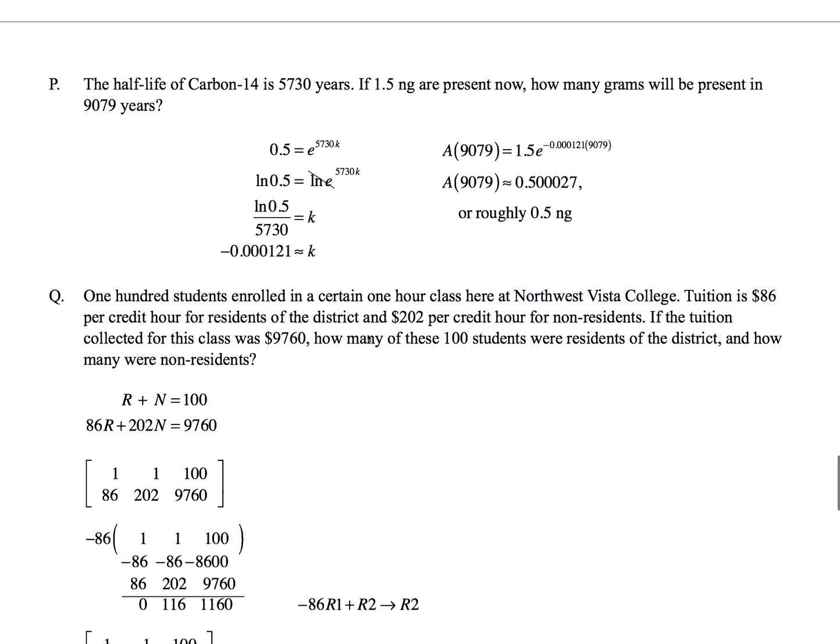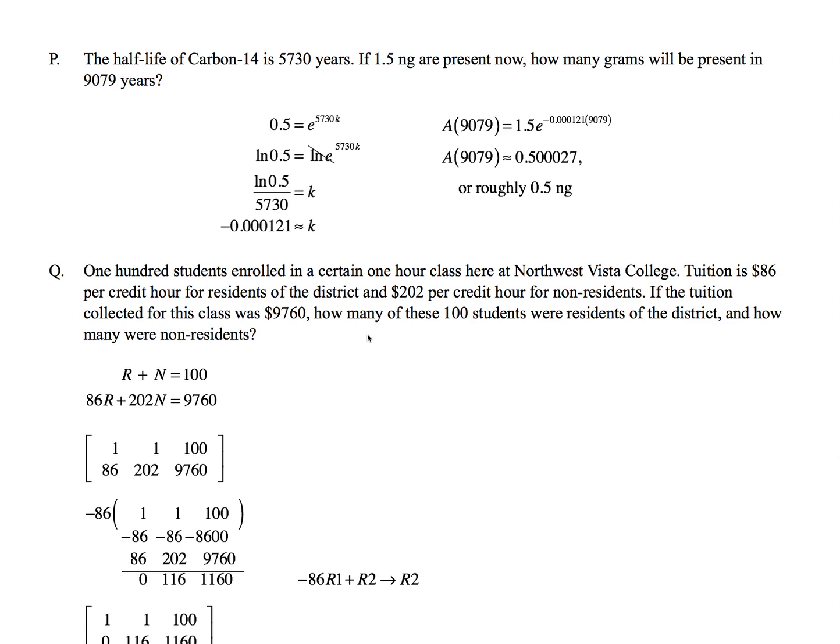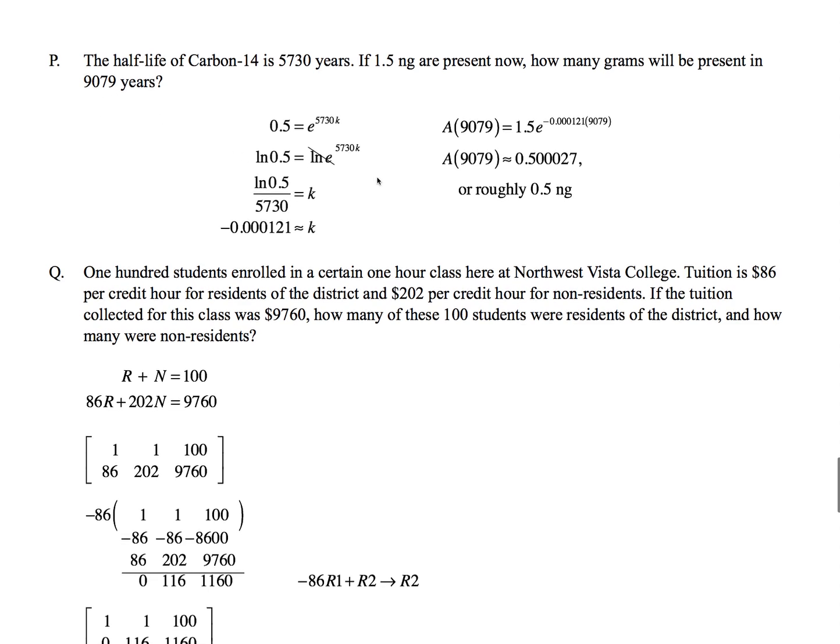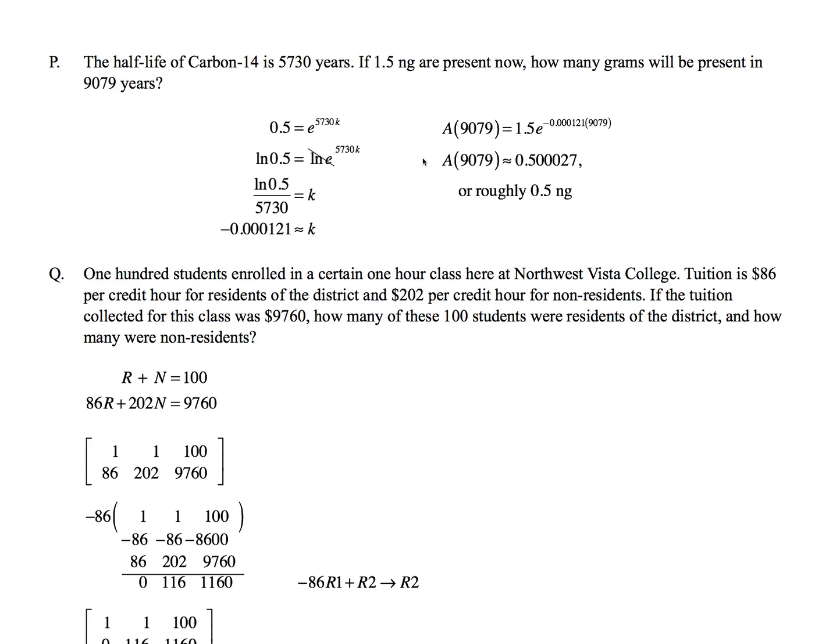All right, now in question P, all we're really doing is calculating the decay factor and substituting in a time value to find out an amount after a certain time. Well, anytime you are calculating the decay factor, you're going to work with the half-life. So the half-life of carbon-14 is given here as 5,730 years. That's approximate. You'll find slightly different approximations from different sources, but that's what we're using here.